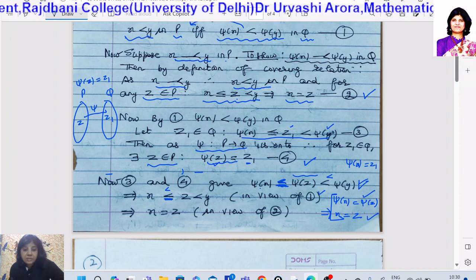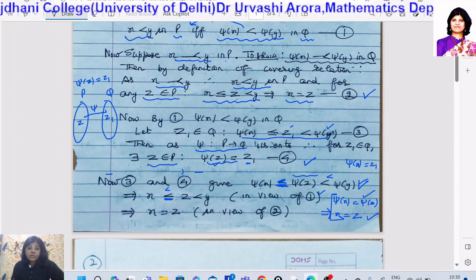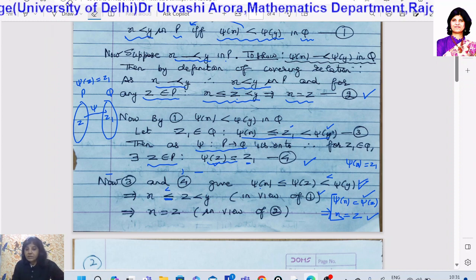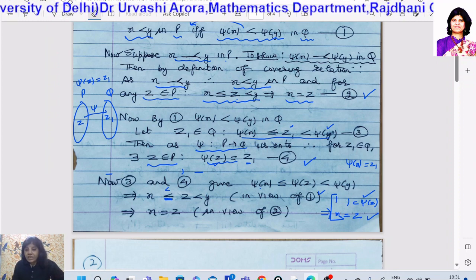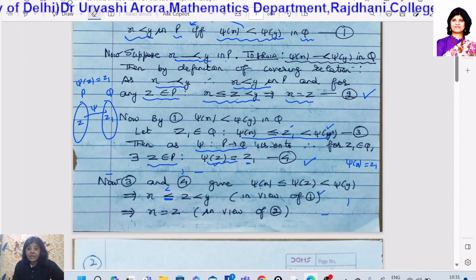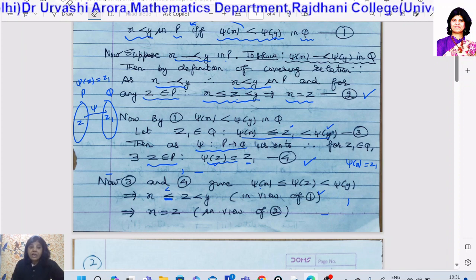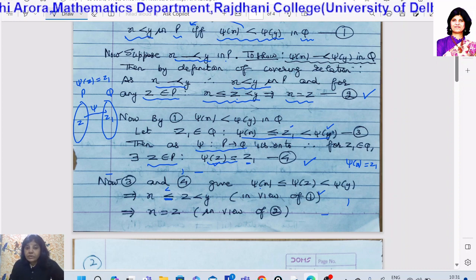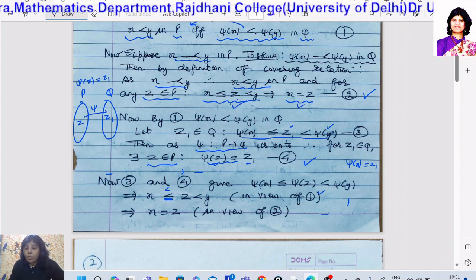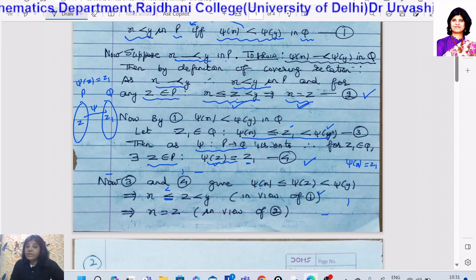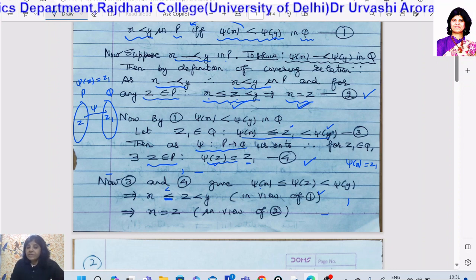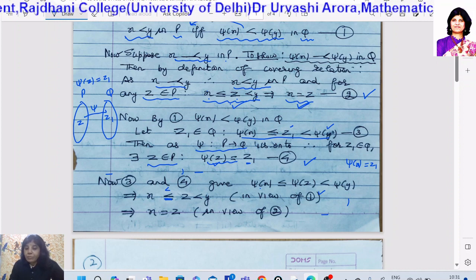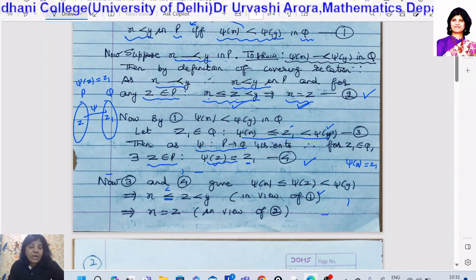So this is what we have now. 3 and 4 together give that psi x is less than or equal to psi z is strictly less than psi y, which implies x is less than or equal to z is less than y. And in view of 2, whenever x is less than or equal to z is less than y, this would always imply x is equal to z, because x is covered by y. So whenever x is covered by y, then if there is any z lying between x and y, that z has to be equal to x.